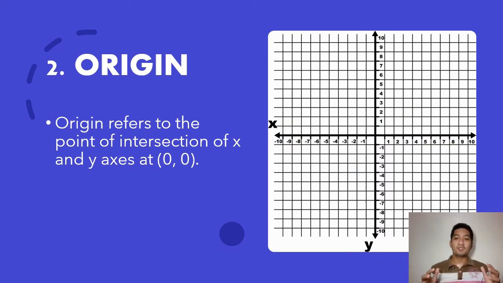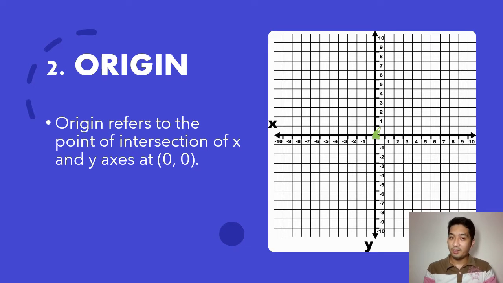Next. Okay, let's go with the origin, the second part of the Cartesian coordinate system. When we say origin, it refers to the point of intersection of the x and y axis. Okay, so at point 0, 0. The origin is the point where the x and the y axis meet. This is the point where everything starts. So at that point, the point is 0, 0. The value of x is 0, and the value of y is 0. Later on, you will be able to understand that.